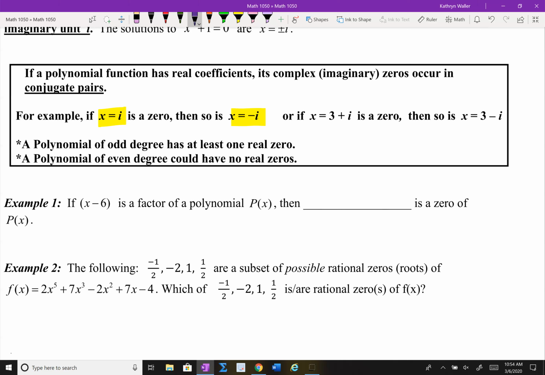So the i is like 0 plus i, and then the conjugate would be the same thing but change the sign. So that'd be 0 minus i. So that's why minus i is a solution. There's another example. Look at this. If you have 3 plus i, then you're also going to have 3 minus i. So if you have any imaginaries, you're going to have the imaginary plus the conjugate. Always they come in pairs.